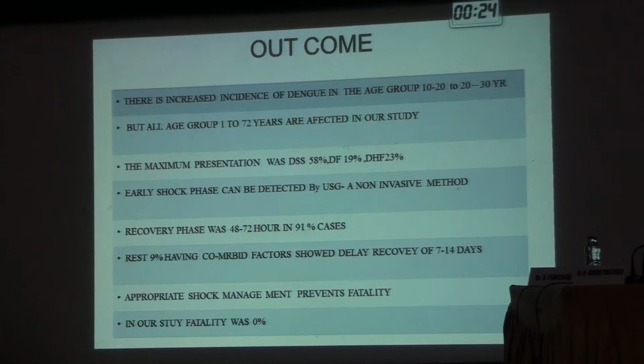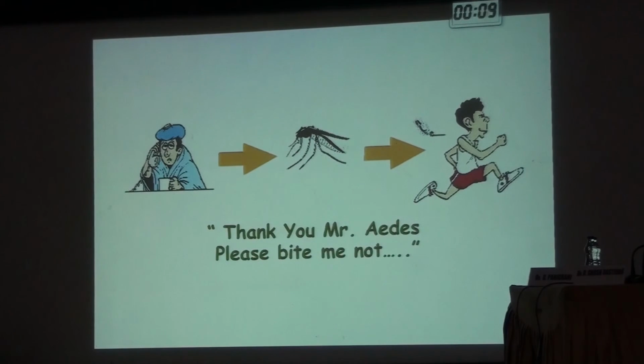The best part of the study is the mortality rate, the fatality rate, was 0. That is, out of the 72 cases, no expiry has happened. Maximum presentation was with dengue shock 58, dengue fever 19, and dengue hemorrhagic fever 23. So the message I would like to give is proper assessment, judicious platelet transfusion, and fluid management will decrease the mortality rate in dengue to a very significant extent. Thank you.